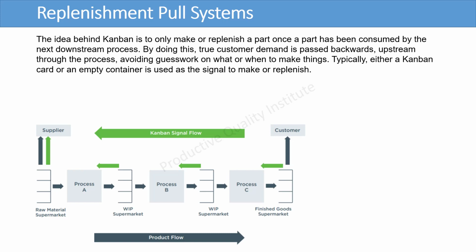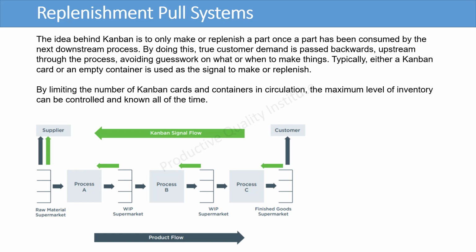The idea of the Kanban is to only make or replenish a part once it has been consumed by the next downstream process. By doing this, customer demand is passed backwards, or upstream, through the process, avoiding guesswork on what or when to make things. Typically, either a Kanban card or an empty container is used as the signal to make or replenish. By limiting the number of Kanban cards and containers in circulation, the maximum level of inventory can be controlled and known all of the time.